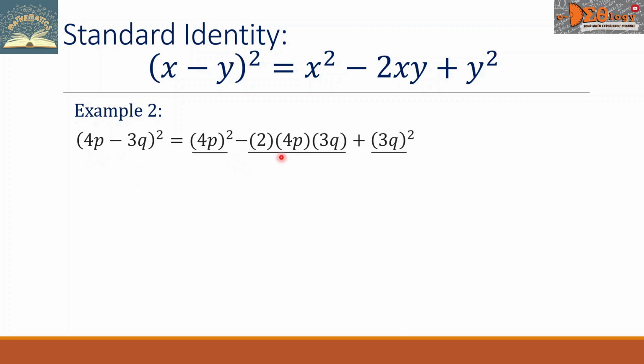We multiply 4p by 3q, then times 2. Then we simplify the 3 terms. The square of 4p is 16p squared, minus we multiply 2 by 4p by 3q, that will be 24pq, plus the square of 3q, and that is 9q squared.